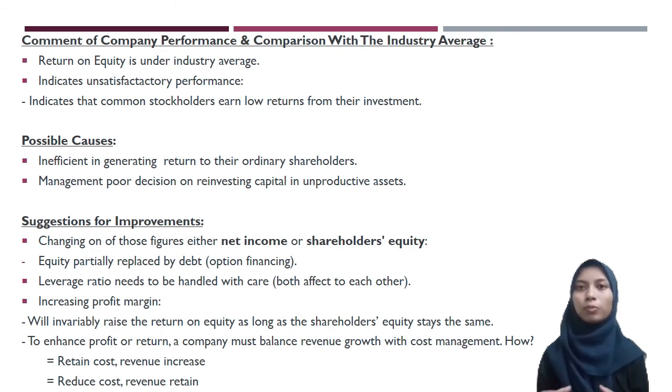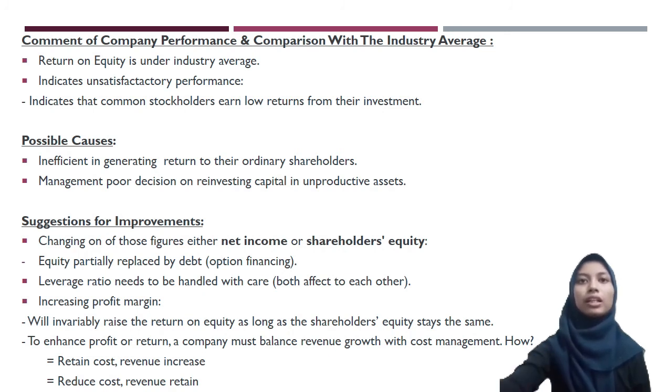Okay, there are possible causes that make the return on equity less than the industry average, such as inefficiency in generating return for their ordinary shares. Besides, the management has made a poor decision on reinvesting capital in unproductive assets.